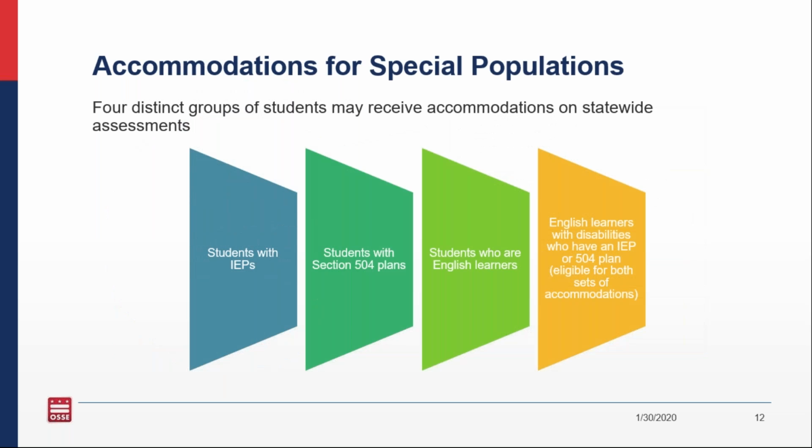When assigning accommodation and/or accessibility features, it's important to remember that there are only 4 distinct groups of students that may receive these accommodations. Of course, your first group are students with IEPs, followed by students with 504 plans. Next, your students who are identified as English learners, and then your last group will be your English learners with disabilities who have an IEP or 504 plan. They will be eligible for both sets of accommodations, either for students with disabilities or for English learners.